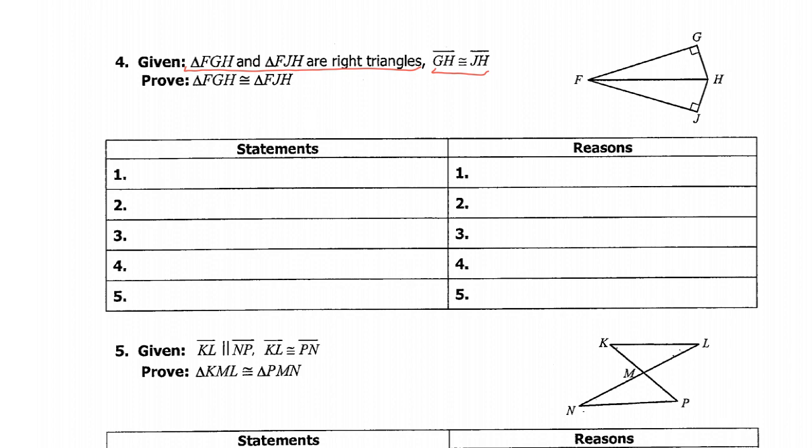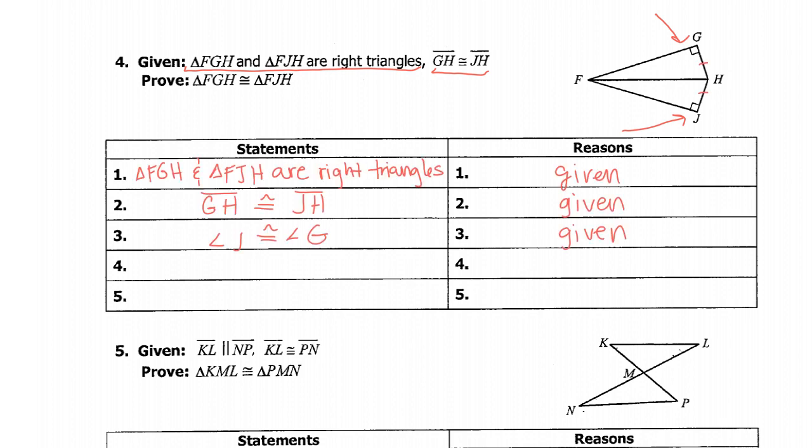And actually, if you look at the picture, it tells you which 2 angles are the same. So we have 3 given statements. So there are my 3 given statements. And it also looks like segment FH, this side, is congruent to both triangles by reflexive property. So these triangles would be congruent by hypotenuse leg.